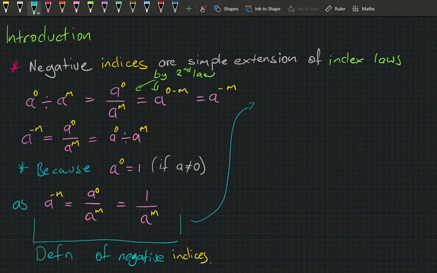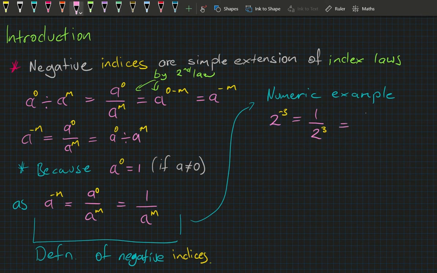So let's do a little numeric example, because if the numbers work, that'll help us with the algebra a lot more. So if we imagine 2 to the minus 3, now by our negative index laws, we would say that 2 to the minus 3 is equal to 1 over 2 to the 3. And 2 to the 3 is equal to 8, so 2 to the minus 3 is equal to 1/8.